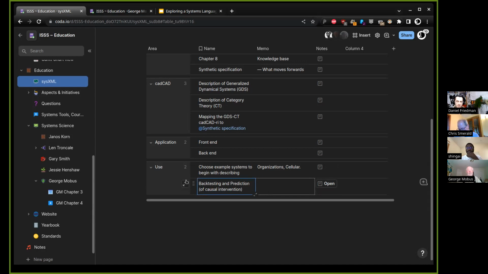Yes. Backtesting until you're intervening forward. Discover some new metabolic balance.